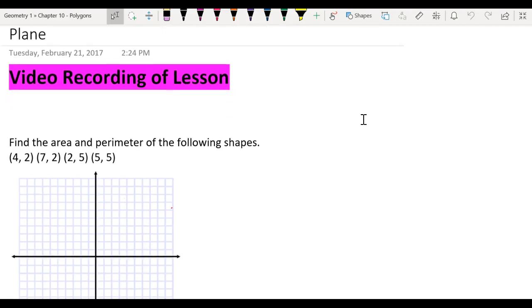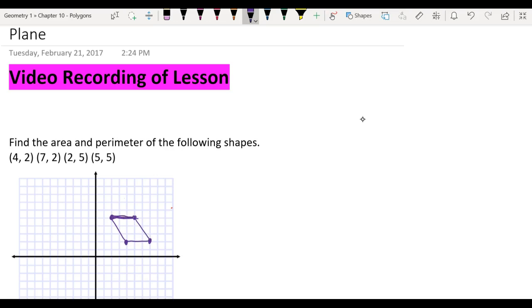So the first thing you're going to do is plot your points. So you have the point 4, 2, 7, 2, 2, 5, and you have 5, 5. Okay, so here's our shape. And it says we need to find the area and perimeter of this shape.